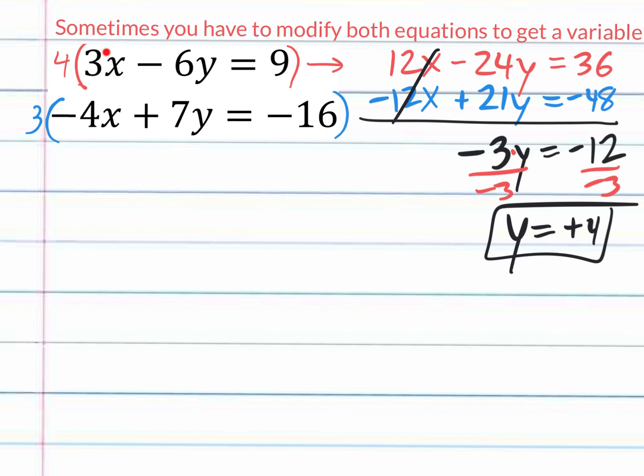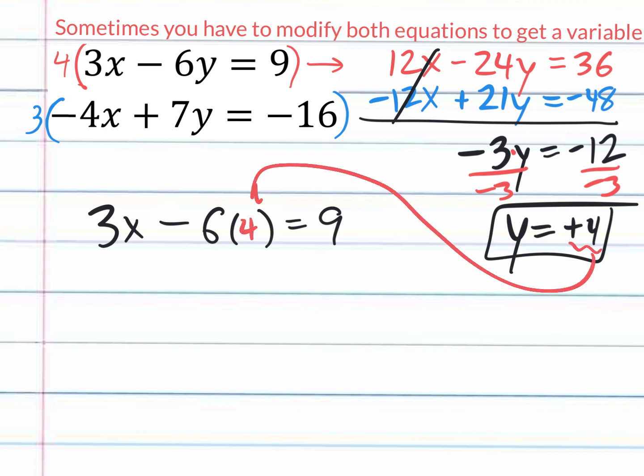So the top one reads 3x minus 6y equals 9. Again, 3x minus 6y equals 9. Whoa, why didn't I put the y right there? Because I know what y is. Y is 4, so I'm going to put a 4 right in there. Okay? Let me show some lines and some arrows. The 4 goes right in here.